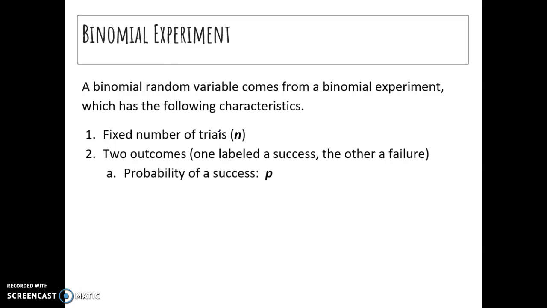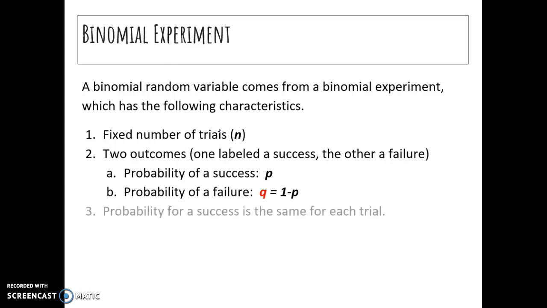When we label one a success and one a failure, the probability of a success will be lowercase p, and the probability of a failure will be lowercase q. Now, the probability of a failure is the complement of the probability of a success. So we could use the rule of complements, 1 minus p, to find q. So q will be equal to 1 minus p. So if p is 0.25, q is 0.75. If p is 0.80, q is 0.20.